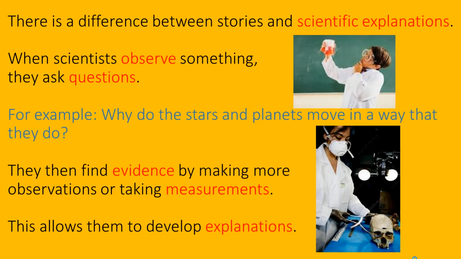When scientists observe something, they ask questions. We call them scientific questions, right? For example, why do the stars and planets move in the way that they do? They then find evidence, a proof, by making more observations or taking more measurements. So this allows them to develop the explanations.